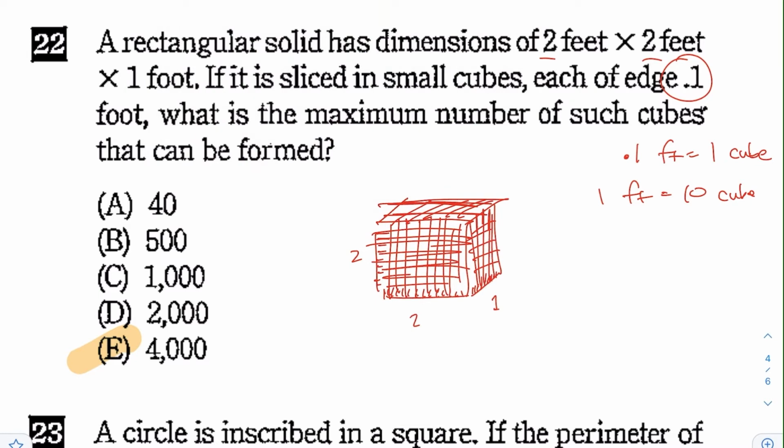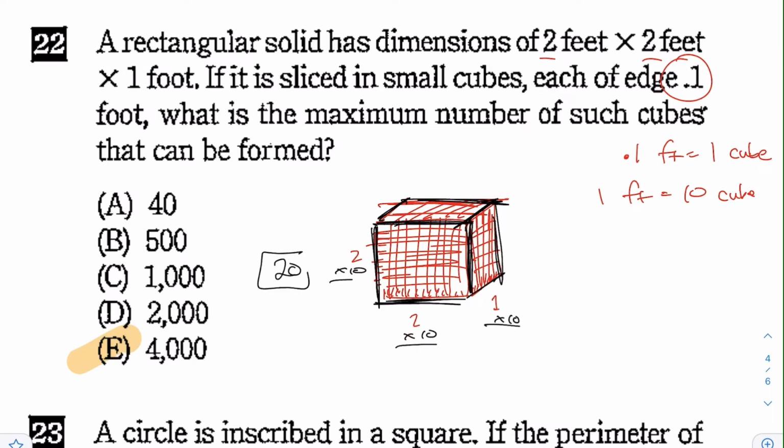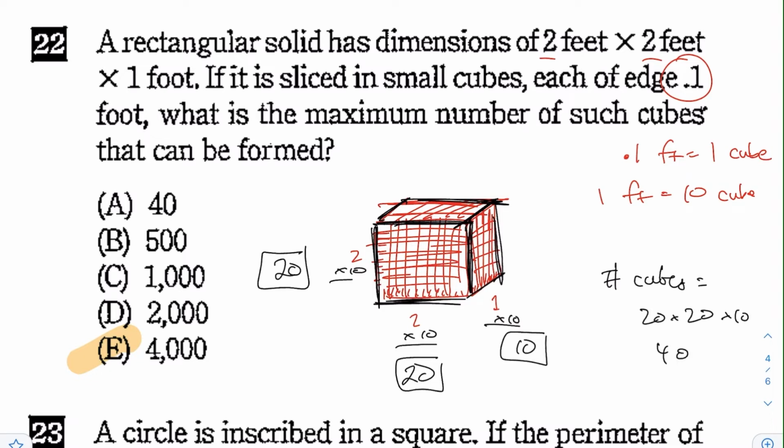But the large side will be, if you take 2, 2, and 1, and you multiply it by 10 for each one, you see that the side will have 20 cubes by 20 cubes by 10 cubes. So the number of cubes will be 20 times 20 times 10, or 4 followed by 3 zeros. So choice E, 4,000.